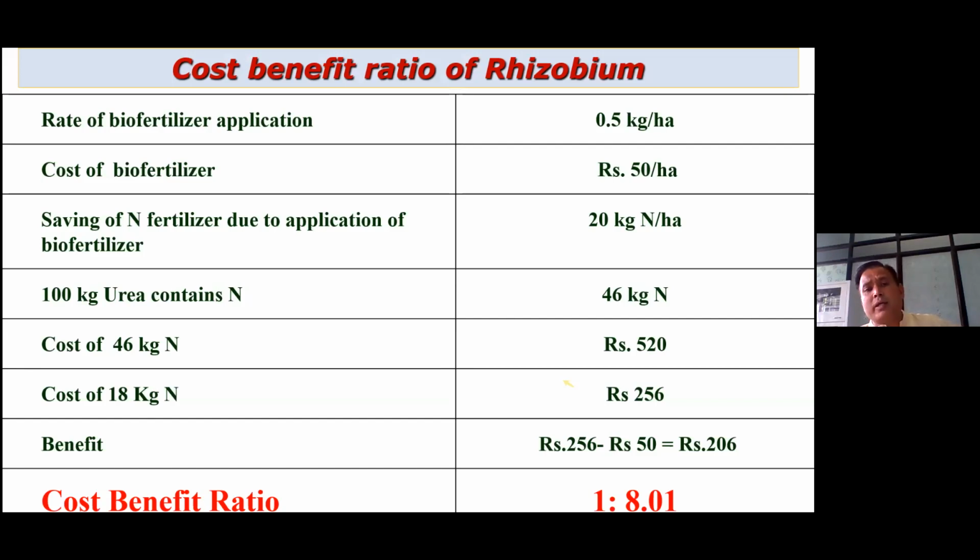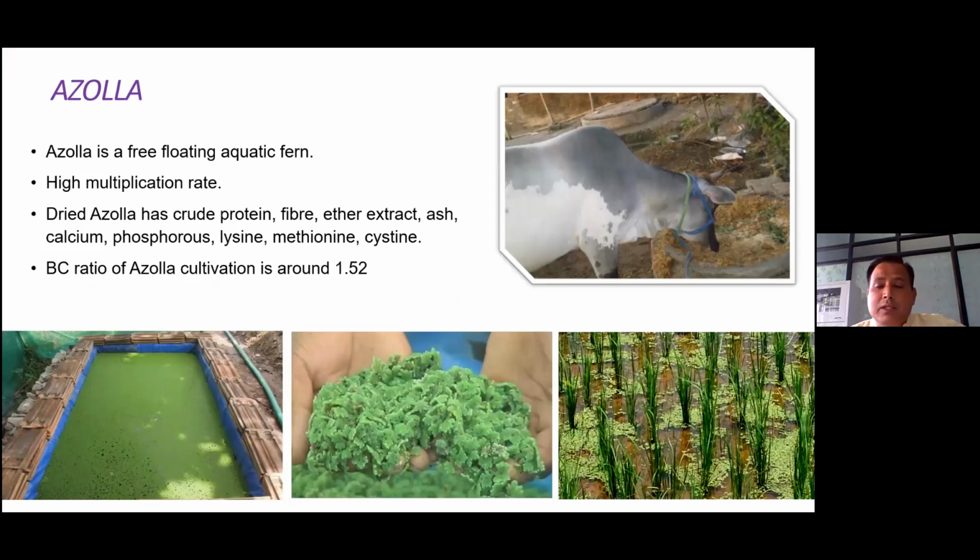Then friends, azolla I have discussed in the initial slides. It is a very important aquatic fern with a very high multiplication rate. Even in 3 days you can have double the weight of this azolla biomass. And it is multi-purpose. It can be used as cattle feed, and in that case, you will get higher milk production.